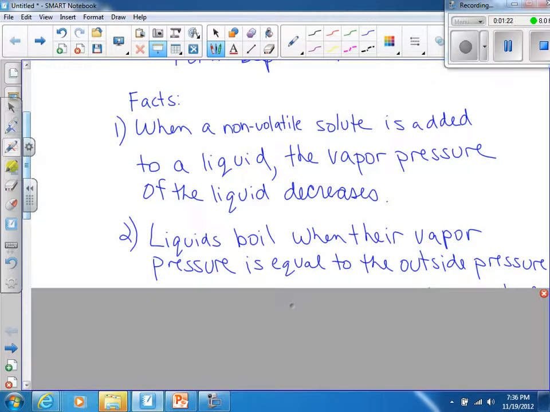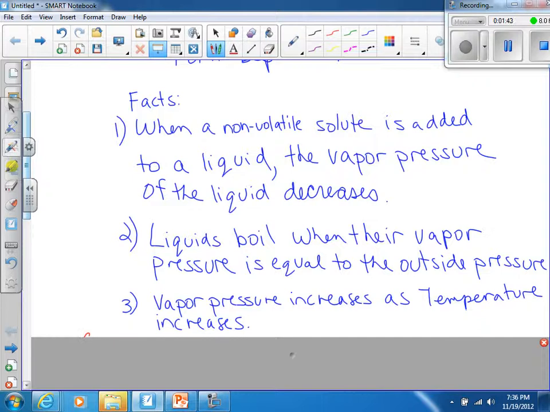Fact 2. Liquids boil when their vapor pressure is equal to the outside pressure. You need to know this. This is why when you go up a mountain, water boils at a lower temperature, because the pressure outside when you're on a mountain is lower than the pressure at sea level.